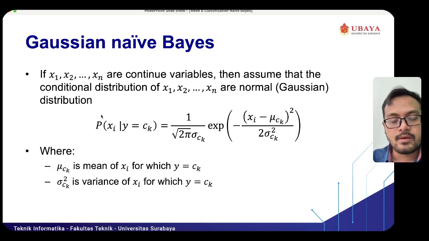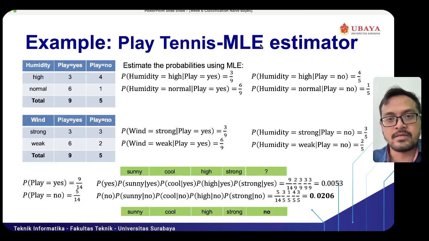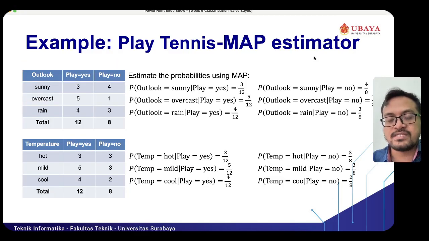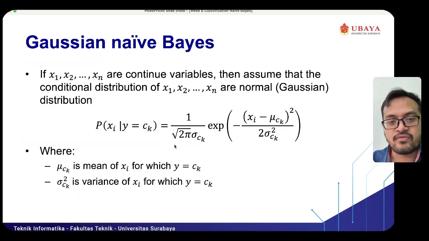And it is a bit different for calculating the probability of xi given y equals ck. The difference is in the MAP estimator and MLE estimator. We don't use the MLE estimator and MAP estimator for classifying a dataset that contains continuous numbers. But we use this equation or formula for calculating the probability, replacing the MLE or MAP estimator.